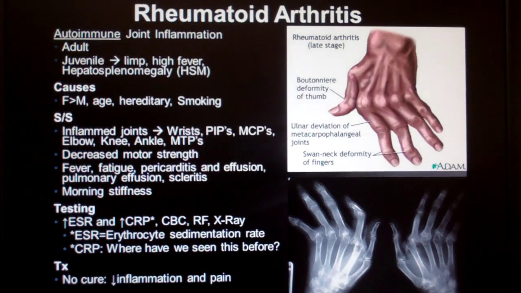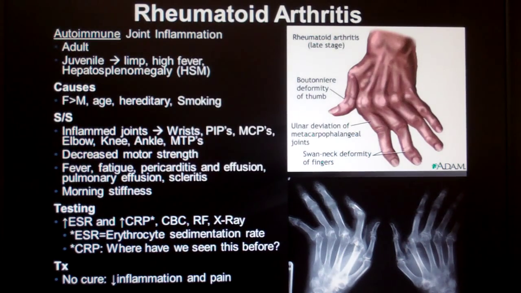Notice something here. I wanted to show you. What was it? It was scleritis, pericarditis, and arthritis. Scleritis, pericarditis, and arthritis is a triad of rheumatoid arthritis. When you have all of those three, it's pretty diagnostic.